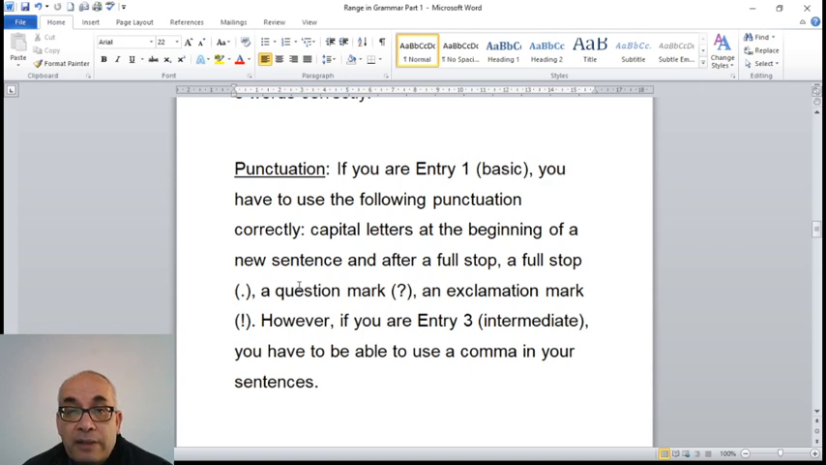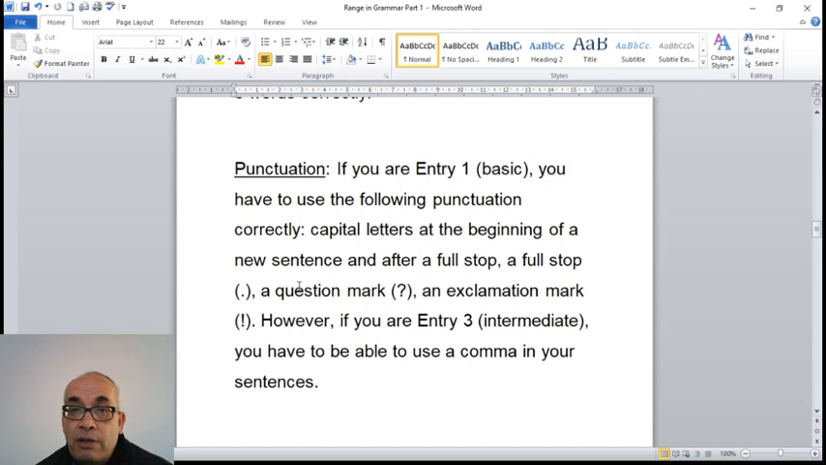This is at entry 1, basic. However means but. If you are entry 3, you have to be able to use a comma in your sentences. And again, this is range, in connection with punctuation. Entry 1, you have to do this. Entry 3, you have to do this.